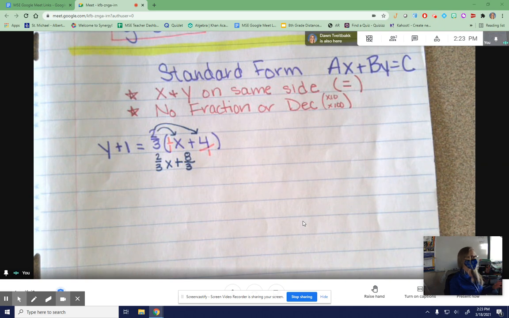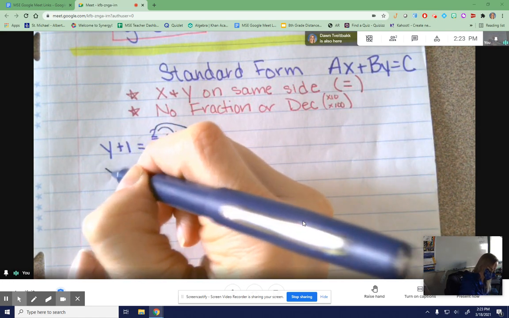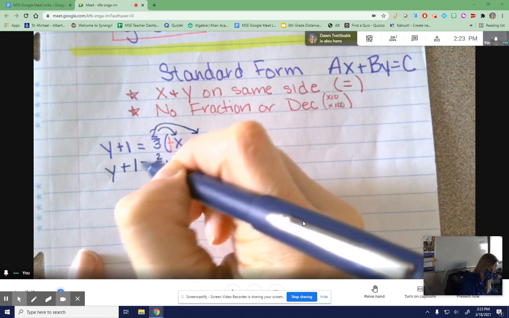So don't get all nervous when you distribute a fraction. It's numerator, numerator, denominator, denominator. Distribute the top and the bottom. We still have y plus 1 hanging out over here.